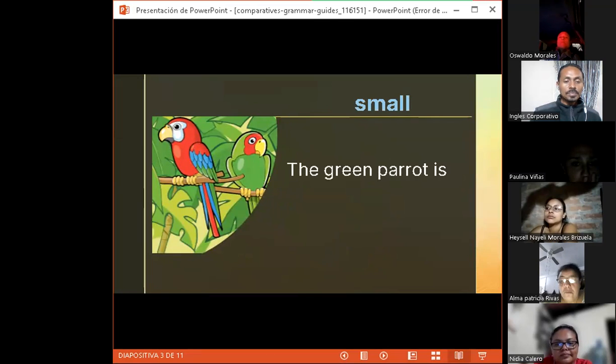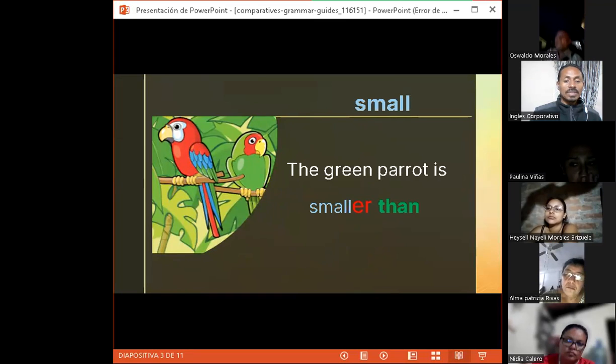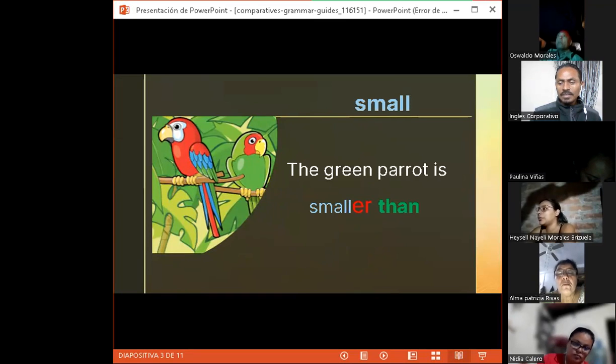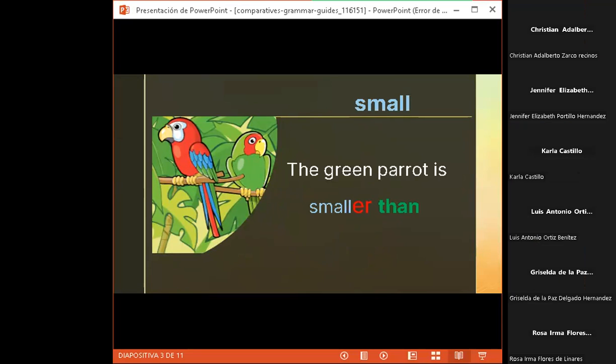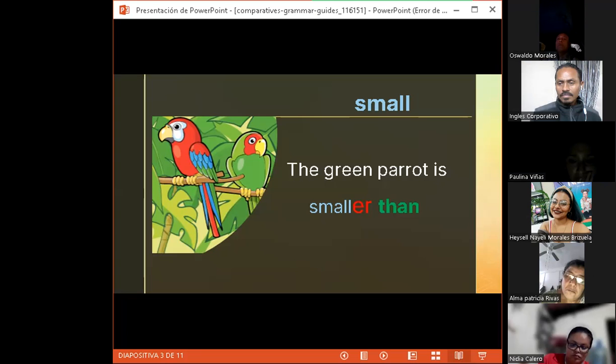Small. The green parrot is smaller than. Okay. ¿Por qué le agrega R? Ok, a ese punto vamos, ya vamos a llegar por ahí.